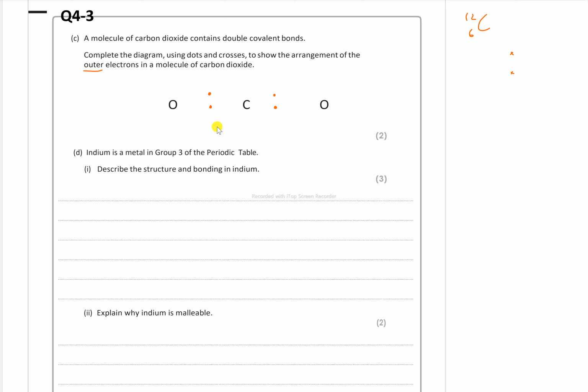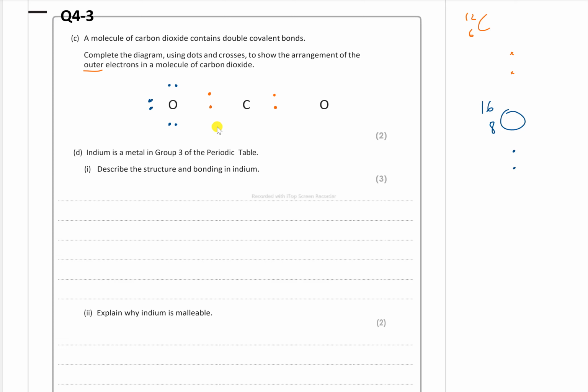And now you've got the electrons on oxygen. Oxygen is 8, so we've got 2 on the inside and we need 6 on the outside. So look, we need 1, 2, 3, 4, 5. No, let me do it this way.